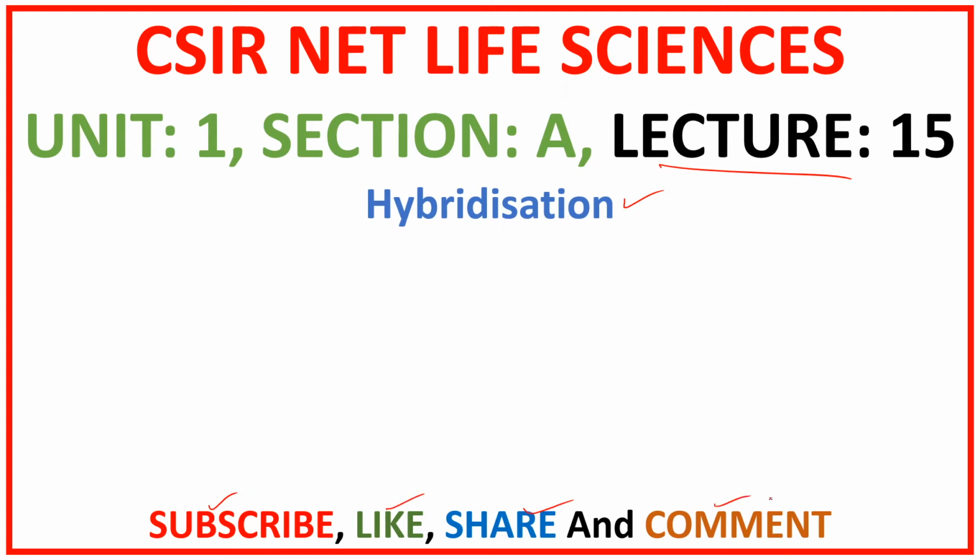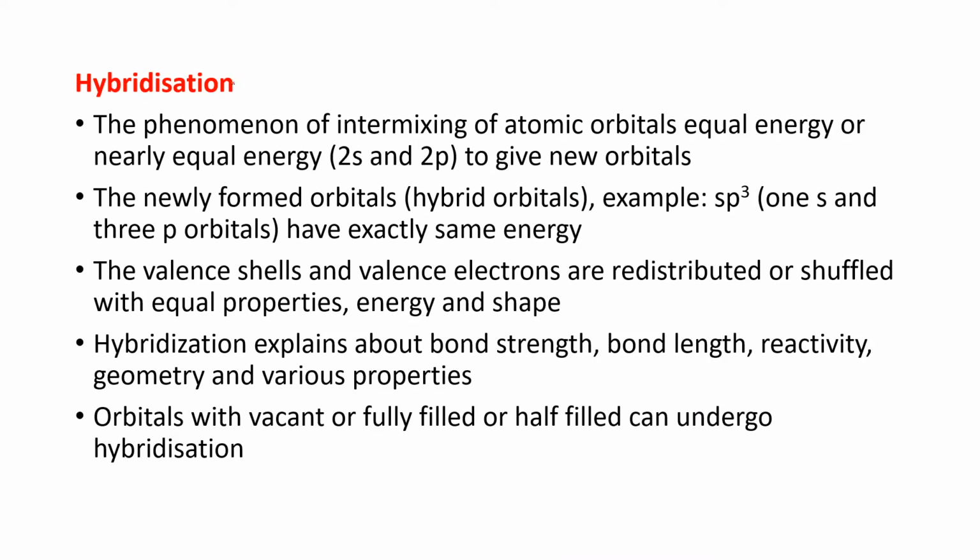So now let us start our discussion of hybridization. In chemistry, hybridization is the phenomenon of intermixing of atomic orbitals. What is meant by an atomic orbital? If you take an atom, around the nucleus there are shells. In the shells, you can see the orbitals. These orbitals are going to get intermixed. By intermixing of these orbitals present in the shell, that is known as hybridization.